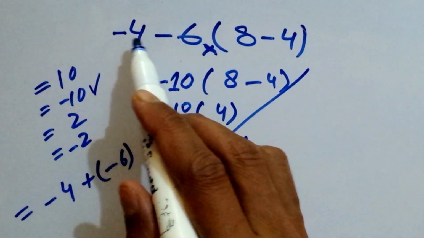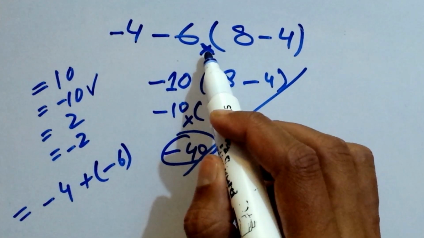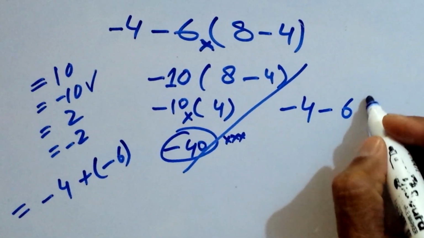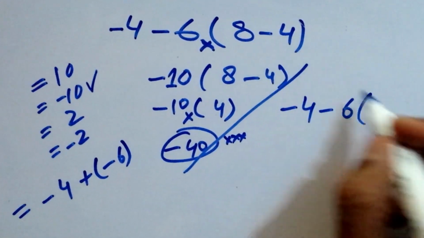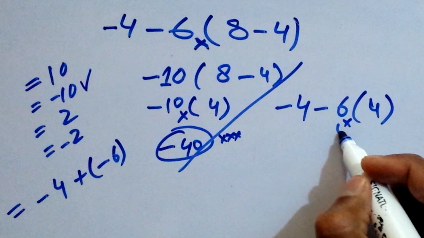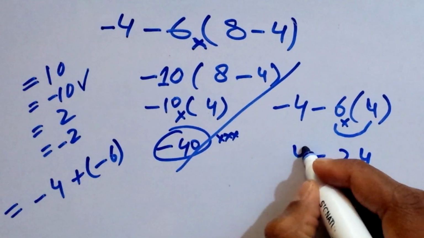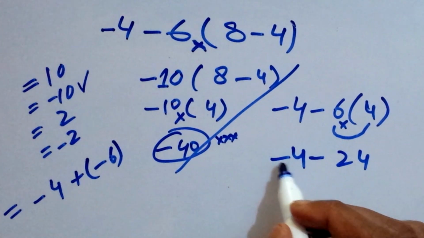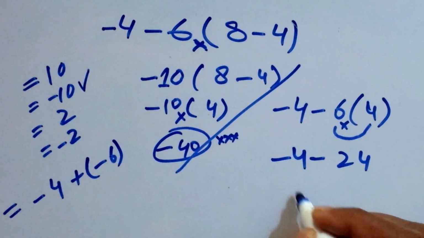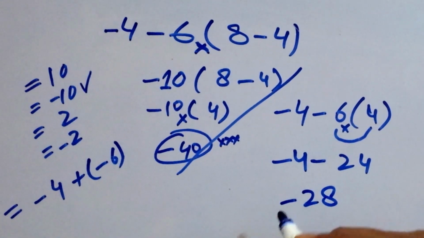So follow the order of operations. We use the PEMDAS rule. First of all, inside the parentheses, then multiplication. So -4 - 6 and 8 - 4 equals 4. Now multiply first. 6 times 4 equals 24. And yes, now -4 and -24 equals -28. Keep the negative sign.